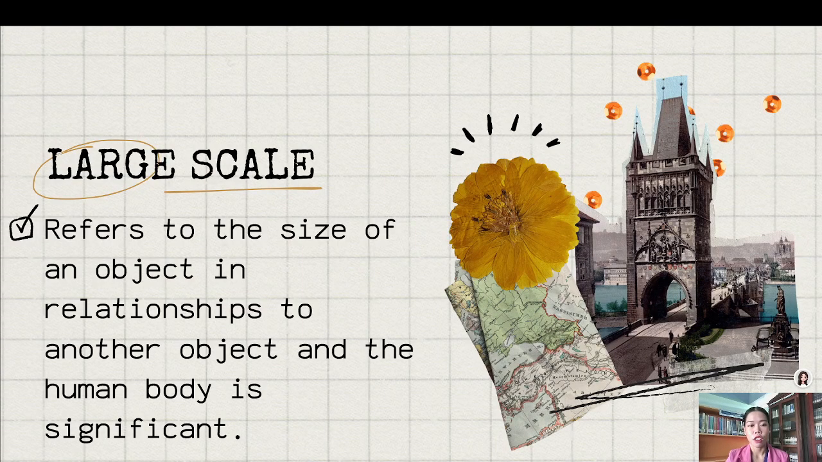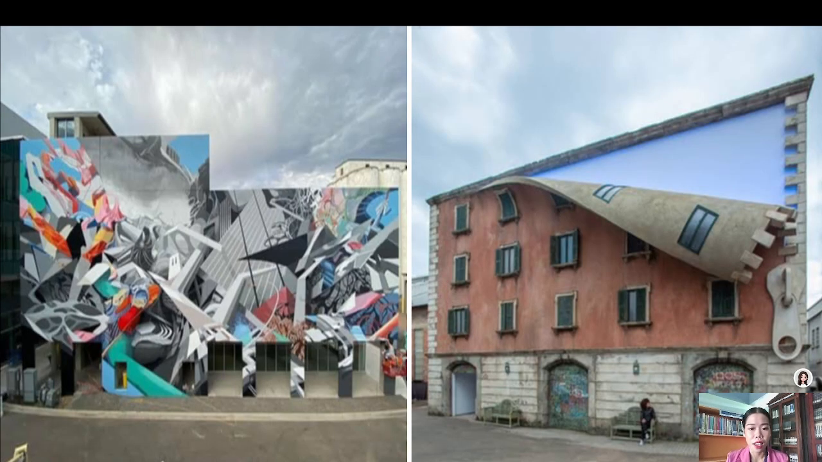Next is large scale. It refers to the size of an object in relationship to another object, and the human body is significant. By the word large, it is expected to be huge. This is an example of large scale. Large scale is a type of art that is created on a large scale, often using unconventional materials. It can be used to make a statement or create a beautiful piece of art.